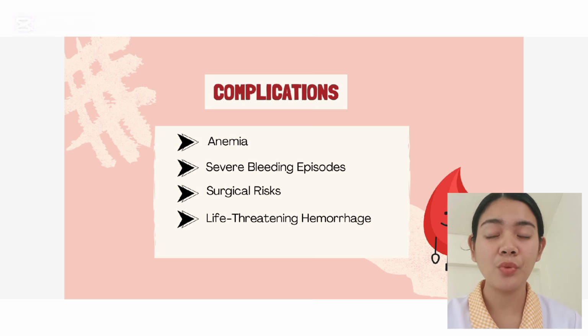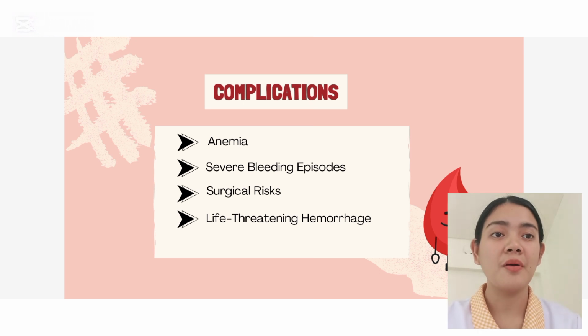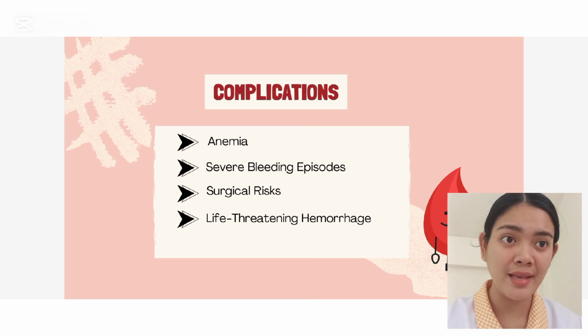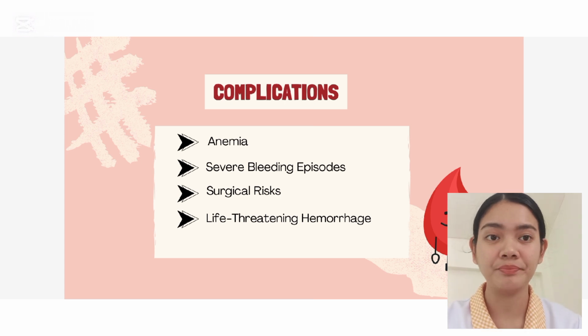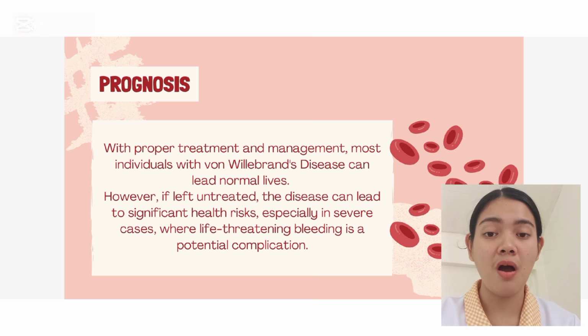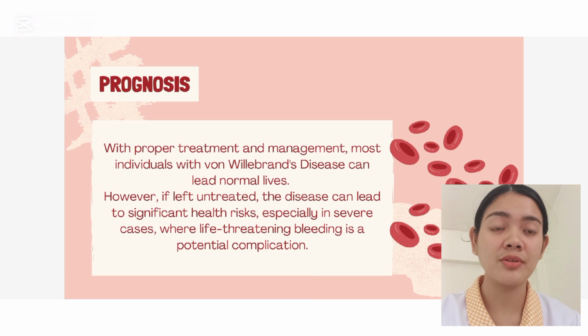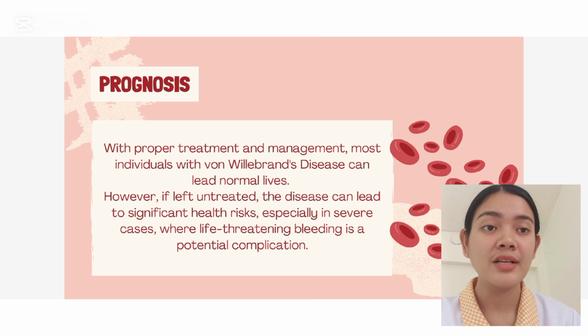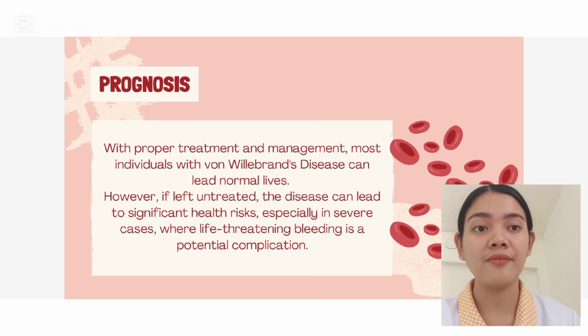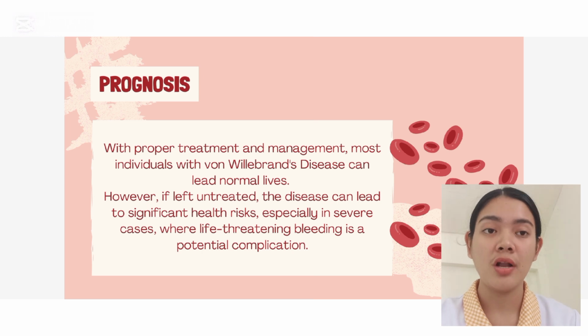Okay, so when you have von Willebrand disease, we can anticipate the following complications. First, we have here anemia, severe bleeding episodes, surgical risks, and life-threatening hemorrhage. Finally, for the prognosis of von Willebrand disease, with proper treatment and management, most individuals with von Willebrand disease can lead normal lives. However, if left untreated, the disease can lead to significant health risks, especially in severe cases where life-threatening bleeding is a potential complication.